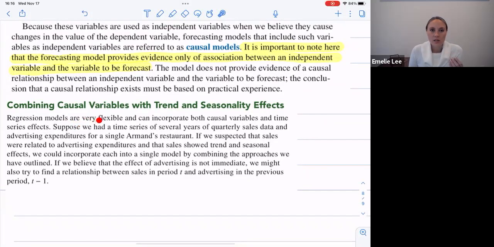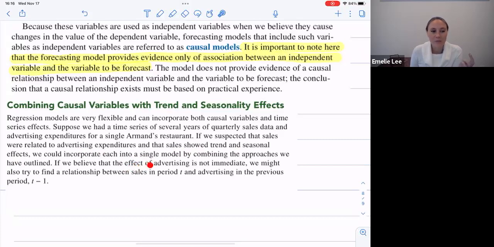So if we have causal variables, which are the ones that we discussed earlier, we can combine them with trend and seasonality effects, and we can build this really hefty model, right? We can incorporate non-time variables, trend variables over time, and seasonality. We can build a bunch of different wild models. If we suspected that sales were related to advertising expenditures and that sales showed trend and a seasonal effect, we can incorporate each into a single model by combining these approaches, right?